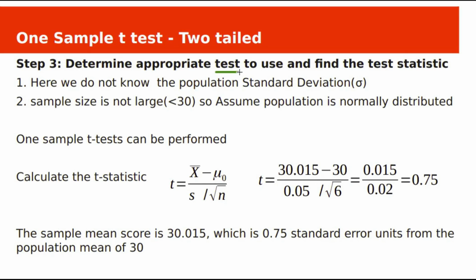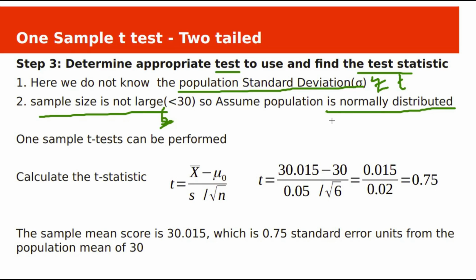Third step, find the appropriate test to use and find the respective test statistic. Here we don't know the population standard deviation sigma, so you cannot perform a z-test, but you can perform a t-test if the sample size is greater than 30. But here our sample size is 6, which is less than 30, so let us assume the population is normally distributed. Actually, we can estimate whether the population is normally distributed or not based on the sample by using statistical tests like the Shapiro-Wilk test or by using QQ plots, but here we are not using any software, so let us assume the population is normally distributed.